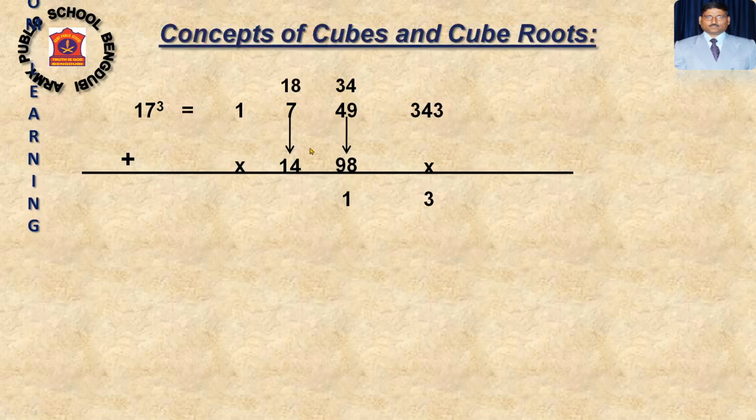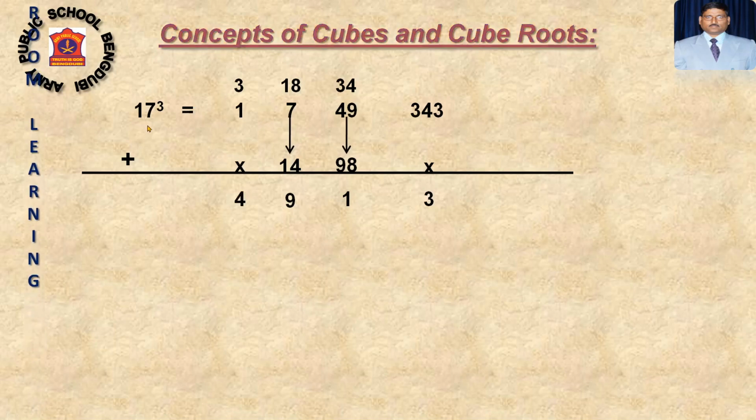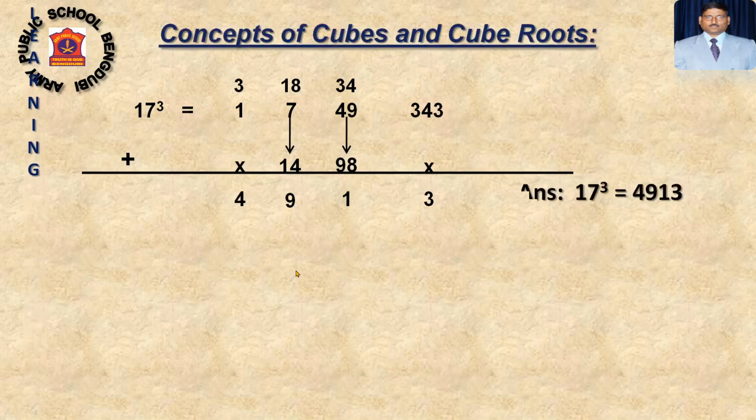Now if we add together 18, 7 and 14, I will get 39. So 9 will be here and 3 will be carried forward. Now 3 plus 1 is 4. You have to write 4. So the cube of 17 is equal to 4913. Very simple. Now type 2.